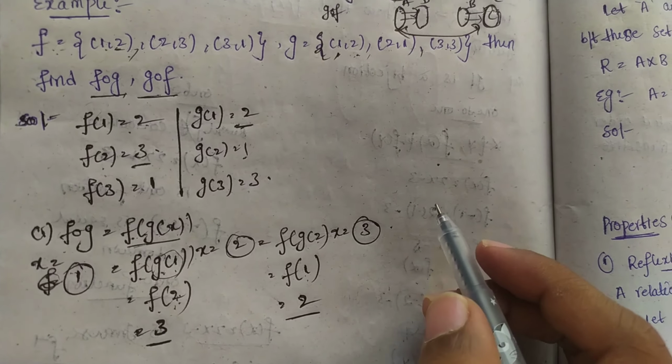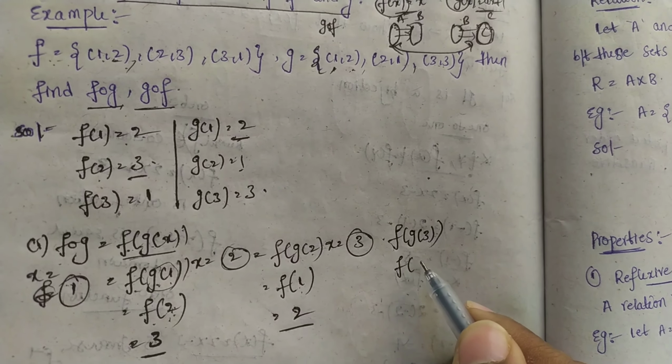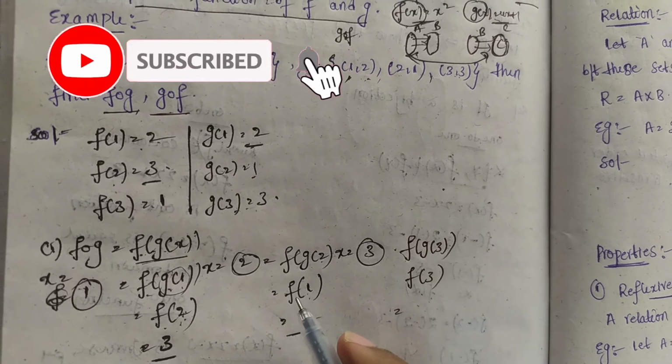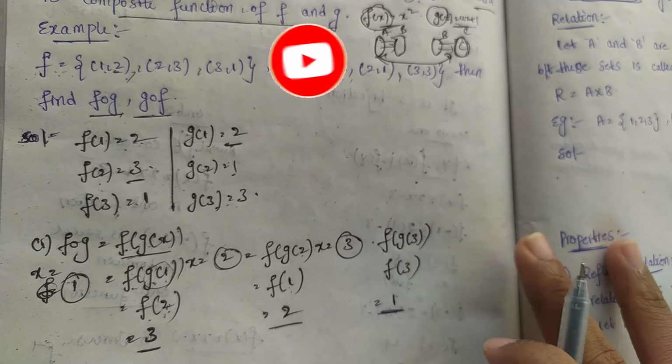Placing x equals to 3, we get f of g of 3. G of 3 value is 3, and f of 3 value is 1. So this is the value for x equals to 3.